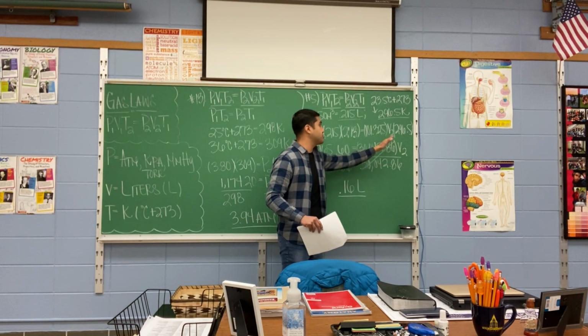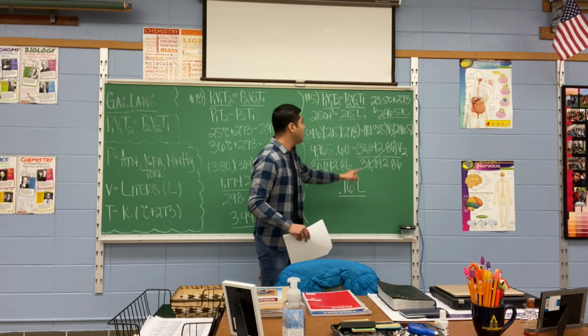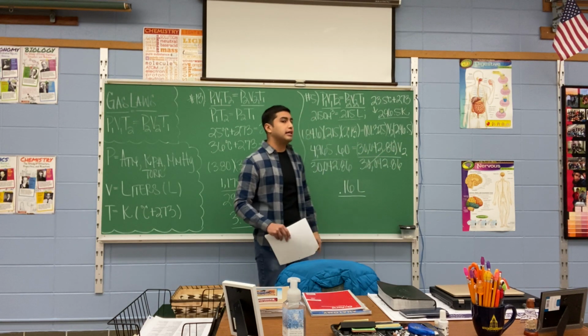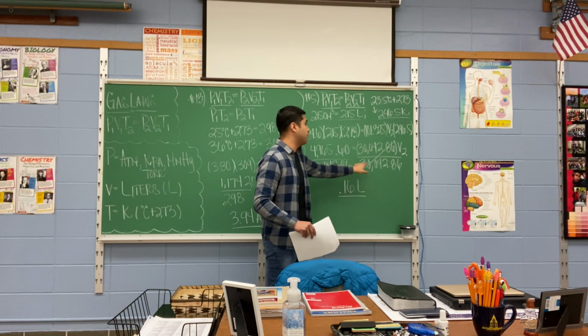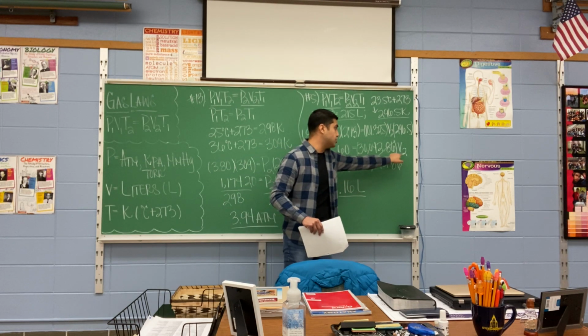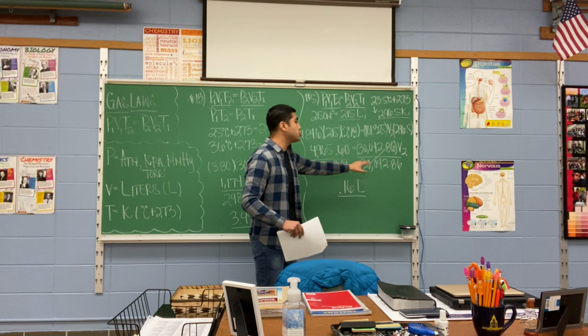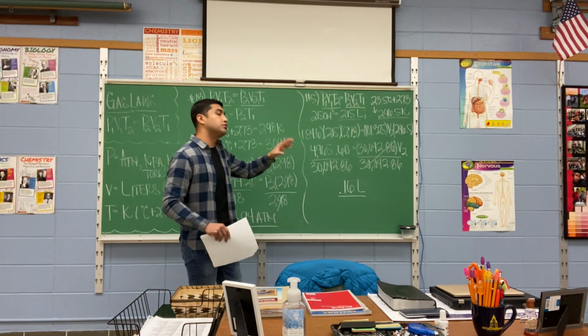So I've multiplied that side, still solving for V2. In order to solve it, I need to isolate it, and therefore I need to divide this side by itself in order to leave this by itself. So I've divided this by this. What you do to one side, you have to do to the other side.